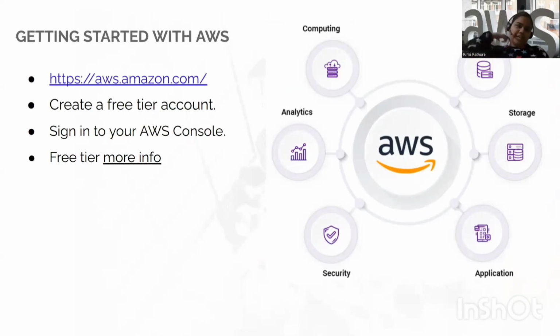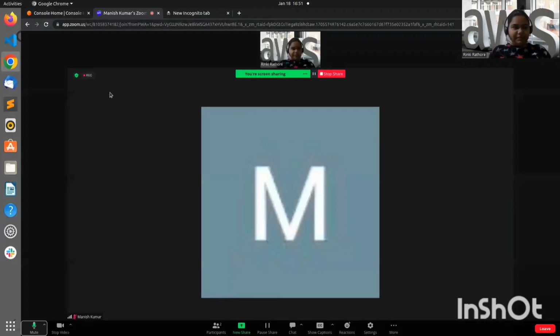So let us get started with AWS. AWS has so many services that you will get confused initially about which one to use. For that, let us actually get started. This is the website aws.amazon.com. We will visit there. We will see how to create a free tier account. Then we will sign into our console.